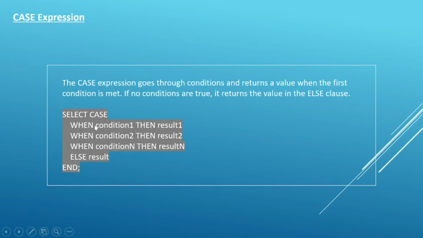The syntax of this looks like select case. Case is a keyword. When, and you can specify conditions similar to a where condition. Then if the condition is met, what should be the output? If you want to specify multiple conditions, you can use condition 2, 3 and so on. And at the end, if none of the conditions are met, you can use the else statement and result. And do not forget to use the end keyword. Now let's take a look at this in practice.